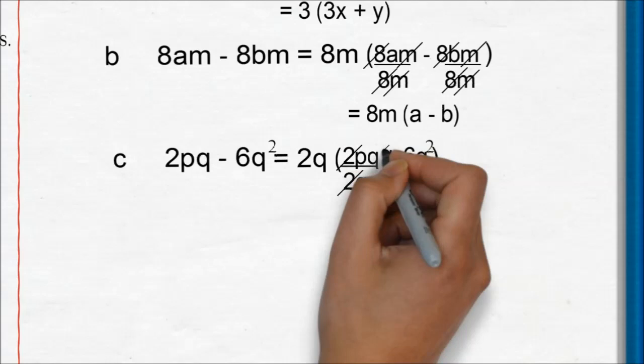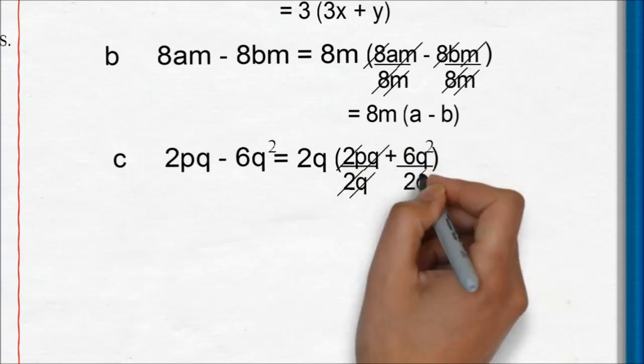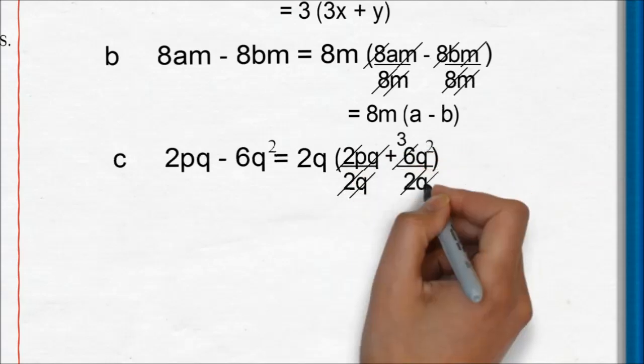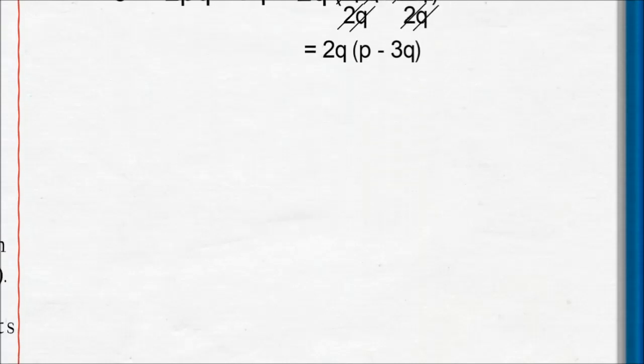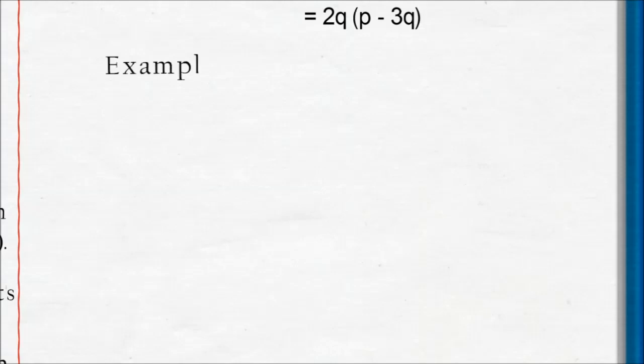Now 2 divides 2 and q divides q. On the other side, 2 divides 6, we have 3, and q divides one of the q's because we have q squared. So it divides one of the q and we're left with q. So our remainder in that expression will be p minus 3q. So in all, we're going to have 2q open brackets p minus 3q close brackets.